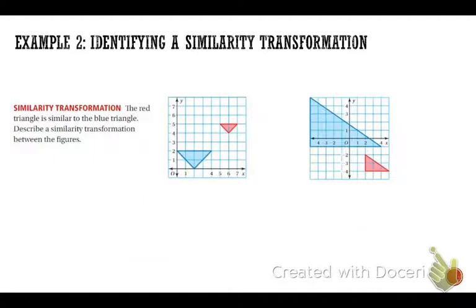Okay, so let's look at example 2 now. Example 2, the red triangle is similar to the blue triangle. Describe the similarity transformation. So here's the difference. I know these are similar. In the first one, I'm like, I don't know, I need to prove it with corresponding angles and sides. In example 2, I do know they are similar. I have to tell what transformation has happened to make the red one turn into the blue one.